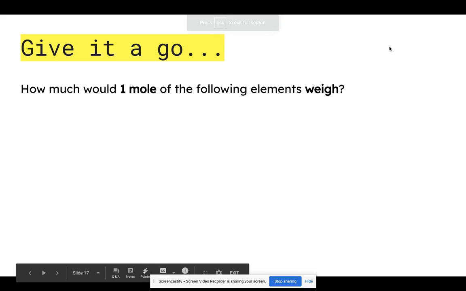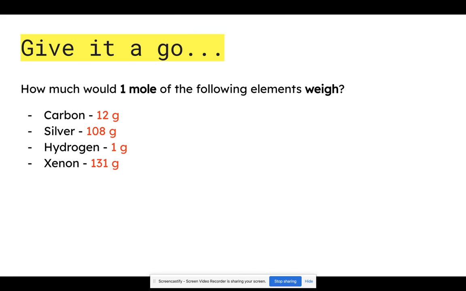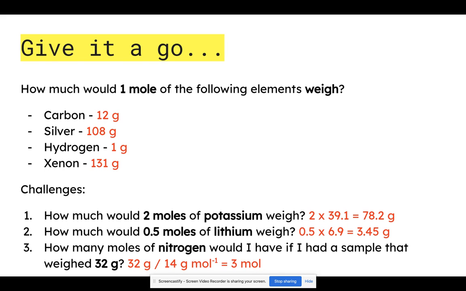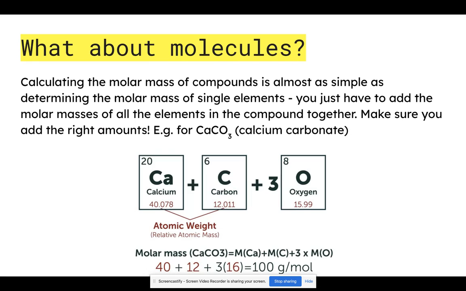Okay, so we've had a think about how many moles of atoms of certain elements would weigh. But what about molecules? Because we don't tend to only work with elements, we tend to mostly work with compounds, so lots of different elements that are all bonded together to make something new. Calculating the molar mass of compounds is almost as simple as determining the molar mass of single elements. There's just an extra step.